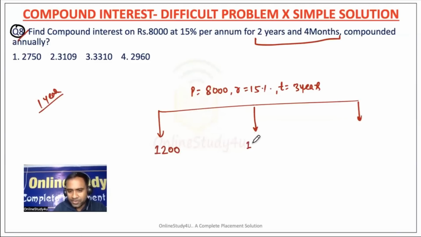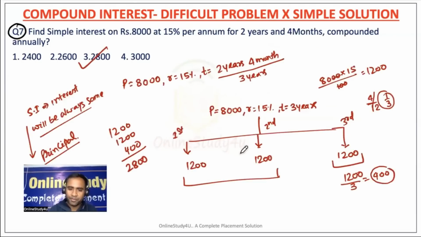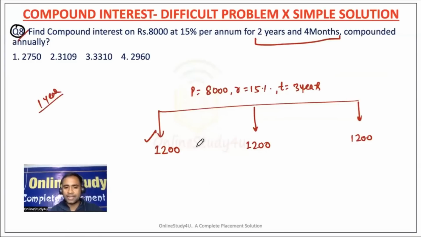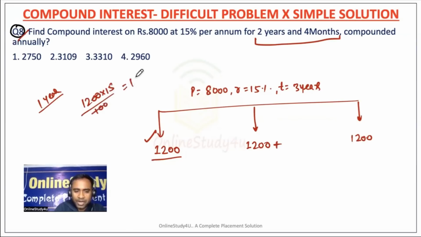So basically, if it is simple interest, every year it will be 1200, 1200. But if it is compound interest, the first year it will be the same. Now for the second year, whatever interest you have, now we have to calculate interest on that. So 1200, and then we have to calculate 15% of that. 1200 into 15% of that will be nothing but 180. So now we have 180, right? Now, the total will be what? 1380.